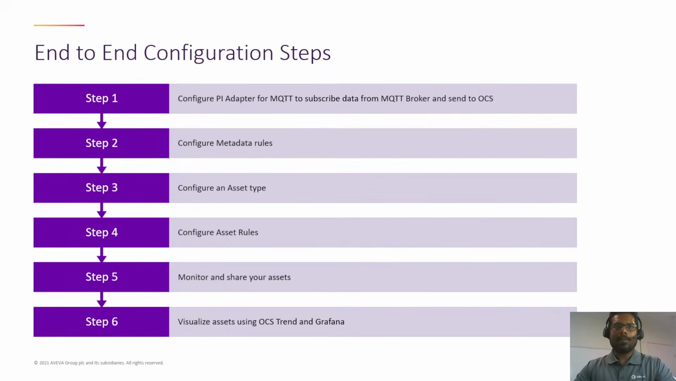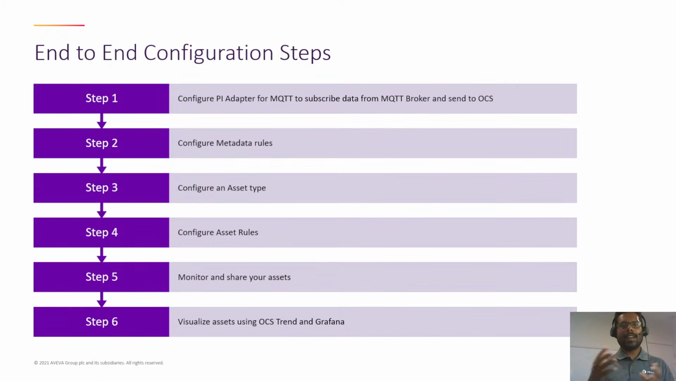So with that, I'm going to toggle back to my slide and walk you through the summary of steps that we have just discussed. We started off by configuring an adapter to subscribe to an MQTT broker and send the data to OCS. The use case was to collect data from 10 different mining trucks, 10 variables per truck, which were publishing their data to an MQTT broker.